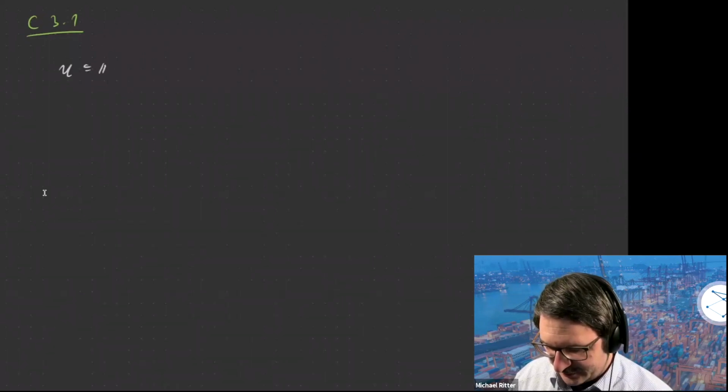I'll start with 3.1. 3.1 is about linear subspaces. The task here is to check 2 different sets for being linear subspaces or not of the vector space R2. So we have this larger space R2, and we have a subset of R2.